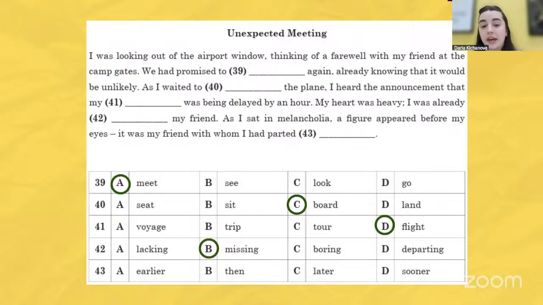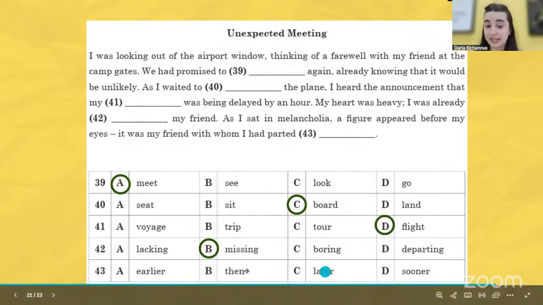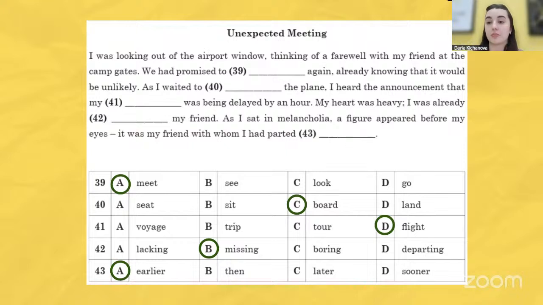Okay. And the last, as I said in melancholia, a figure appeared before my eyes. It was my friend with whom I had parted before. So before we have not sooner, not later, not then, but earlier. So I did it before I boarded the plane.